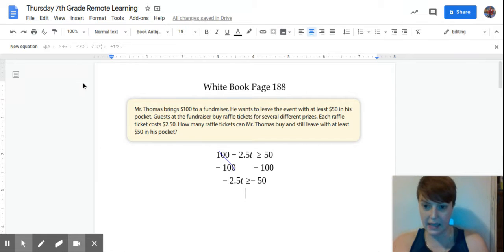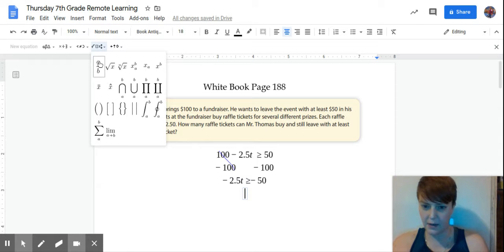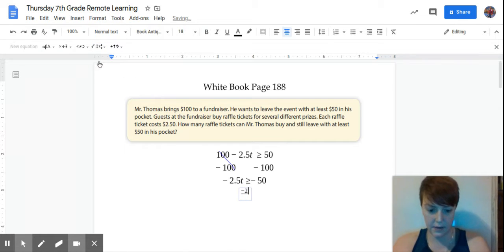In this case, that is negative 2.5. Sorry, I'm trying to figure out how I was going to type this. So we have negative 2.5t on this side, and we're going to divide that by negative 2.5.